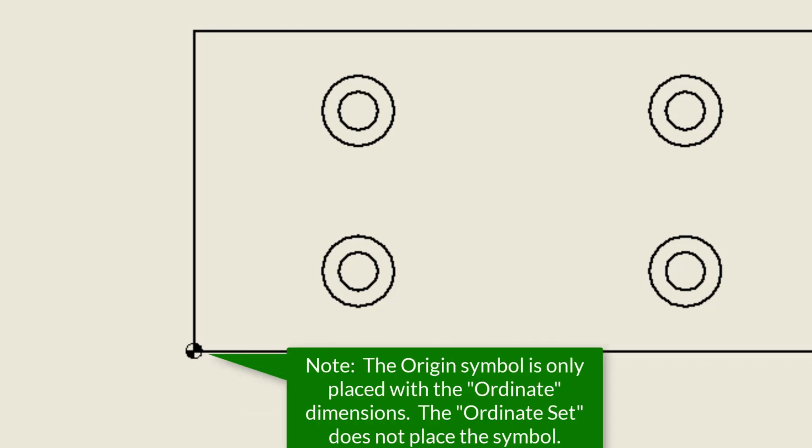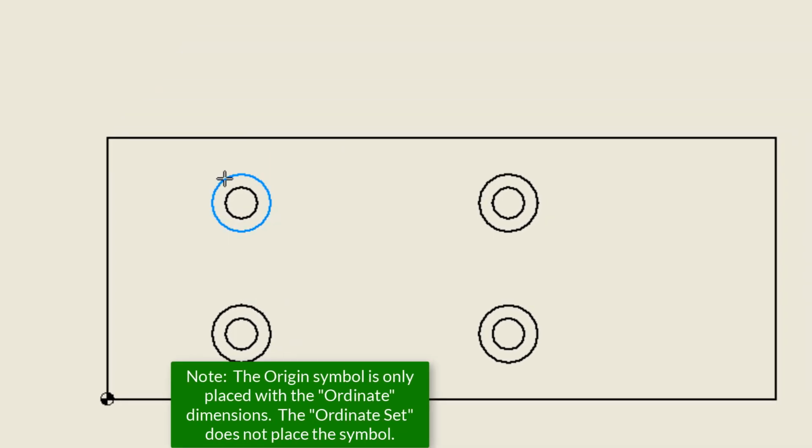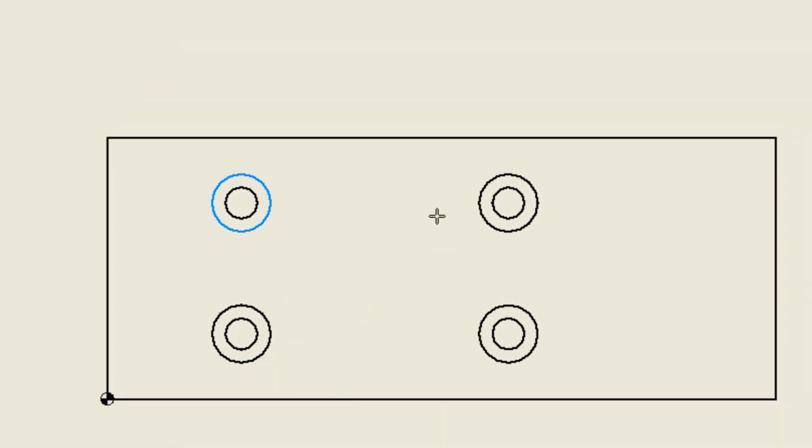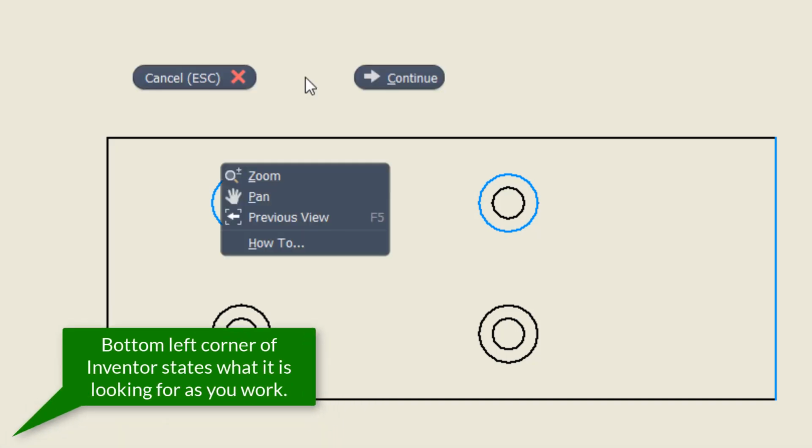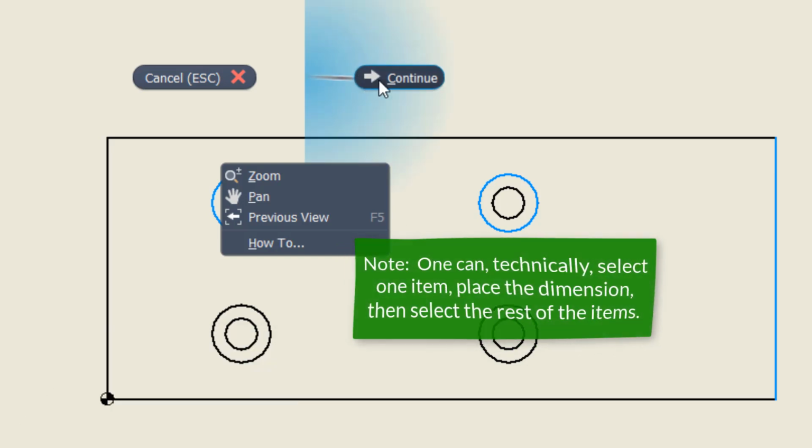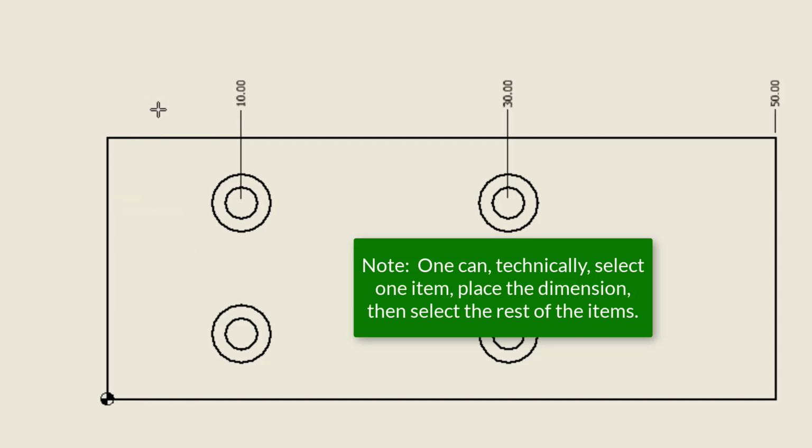Now it's saying select model or sketch geometry. So I want to select this hole. Oh, look, it highlights blue, stating that I've selected it. It's going to be included. Another hole and an edge. All right, now where's my dimension? In Inventor, once you select all your items, right-click, continue. Now you can place your dimensions.